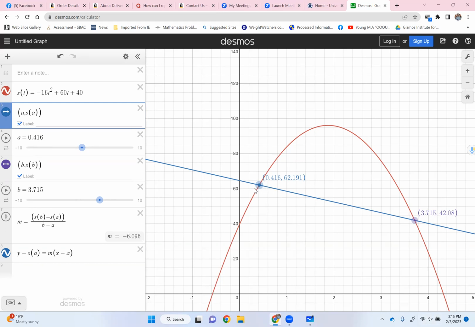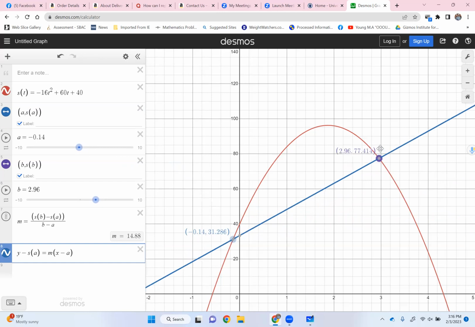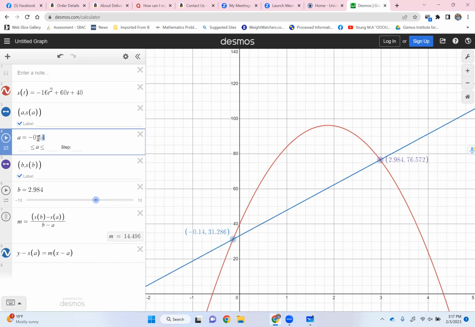But as we move these points, it's going to change the slope, and it's going to change our a, our s of a, b, and s of b. Watch this. We can do it with the slider, or we can do it by dragging. All right, so now I want to know, what's the average velocity from 0? So let's let a equal 0.